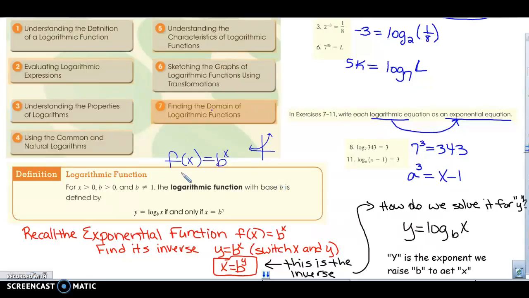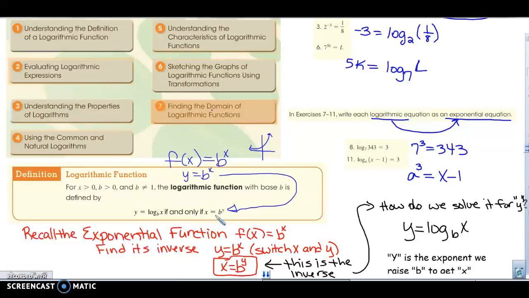Well, how do you go about finding the inverse of a function? If you remember from the previous chapter, if I give you the equation and ask you for the inverse equation, all you do is switch the x and the y. So notice if you switch the x and the y, you would end up with x equals b to the y power. What we then did in the previous chapter was solve for y. But if you notice here in this example, trying to solve for y, we're unable to.